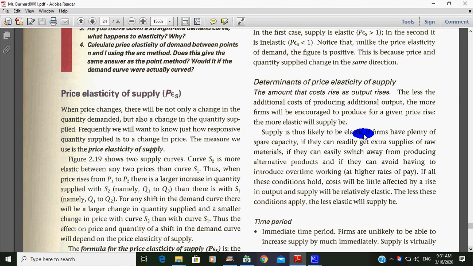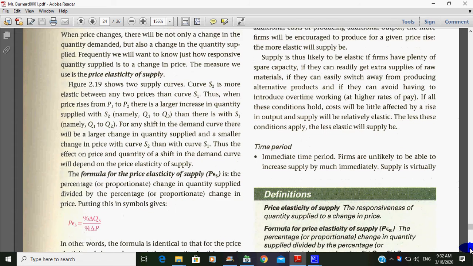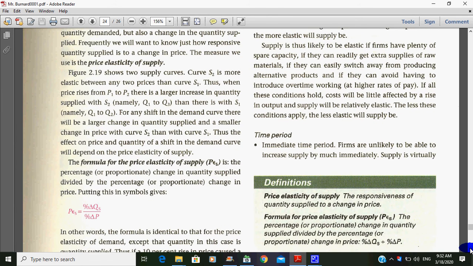Supply is likely to be elastic if firms have plenty of spare capacity, if they can readily get extra supplies of raw materials, if they can easily switch away from producing alternative products, and if they can avoid having to introduce overtime working. If all these conditions hold, costs will be little affected by a rise in output and supply will be relatively elastic. The less these conditions apply, the less elastic will be supply. The next determinant of price elasticity of supply is the time period.